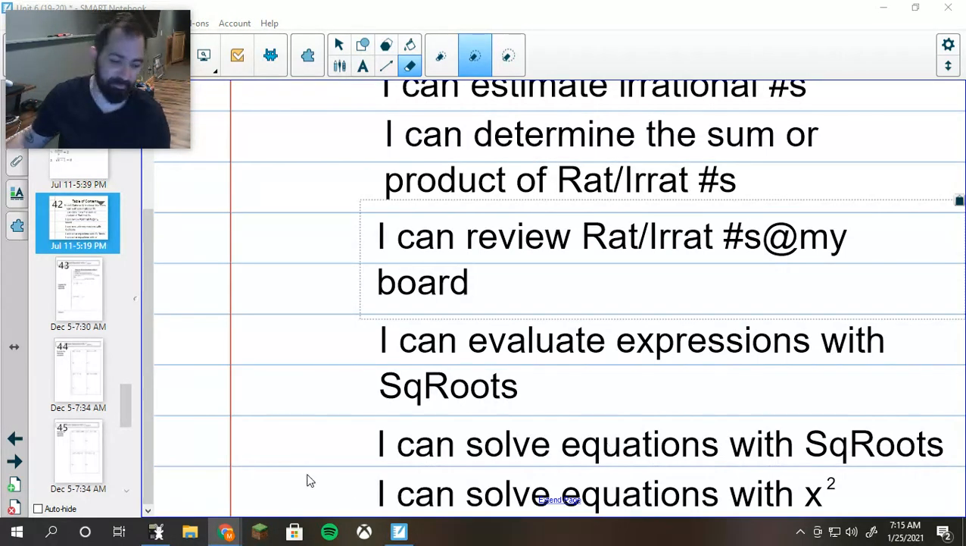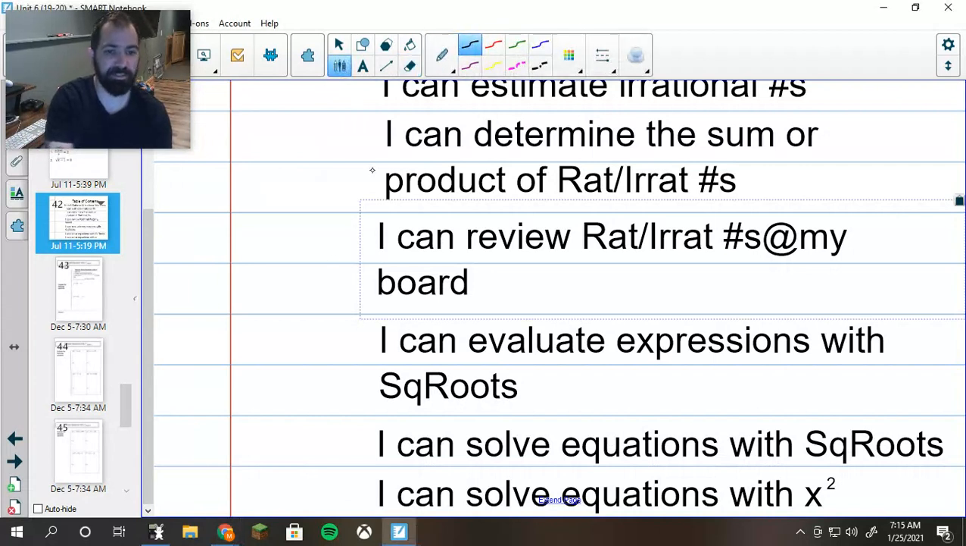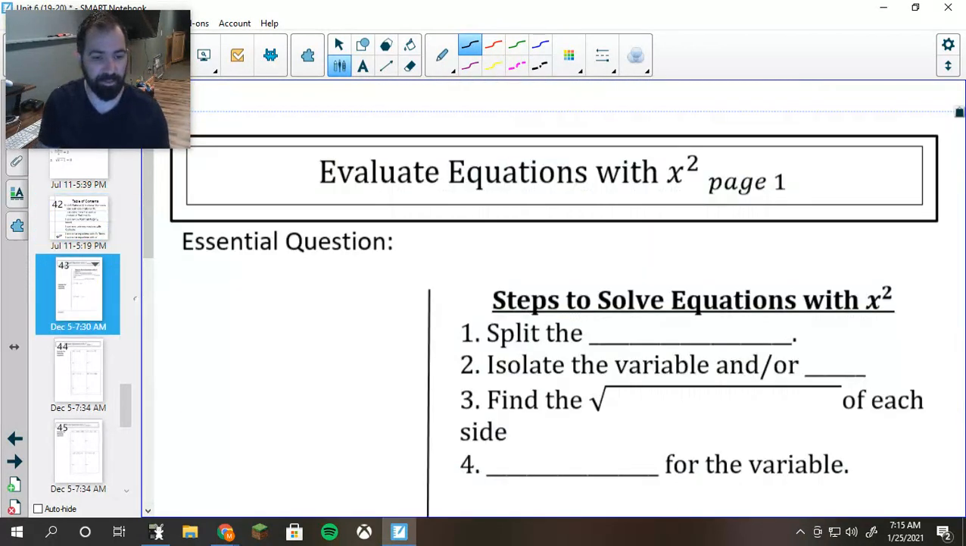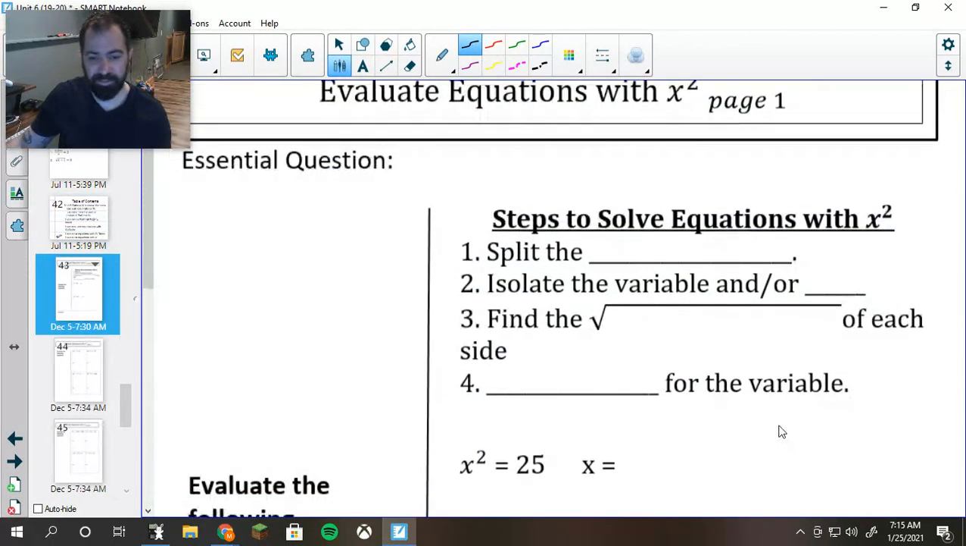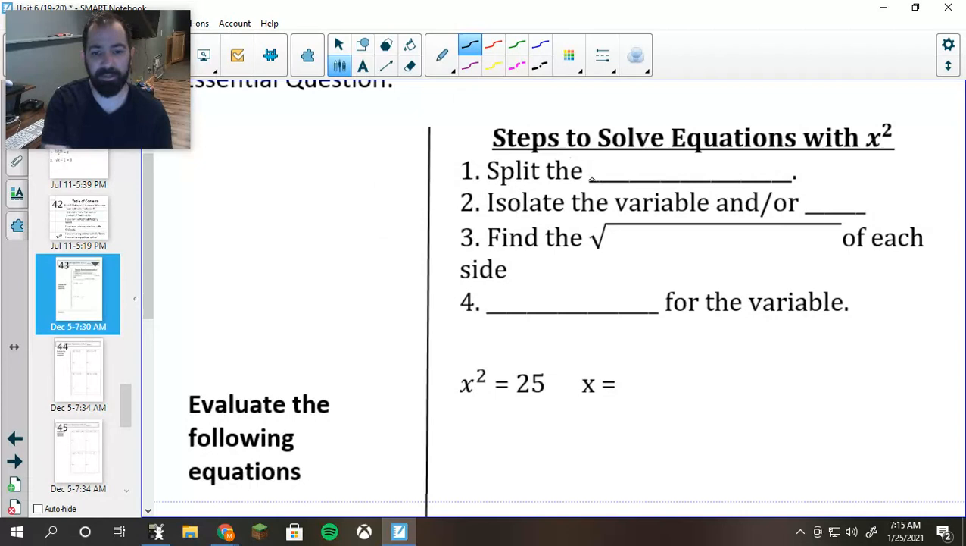We are going to have Unit 6, Lesson 6, which is all about solving equations with x squared. We did equations with square roots before. Now we're going to kind of do the opposite of that and work with x squared. Let's check it out. Similar steps to what we did before, a little bit different in here, but we're going to split the equation first. So the first thing we want to do is split the equation.